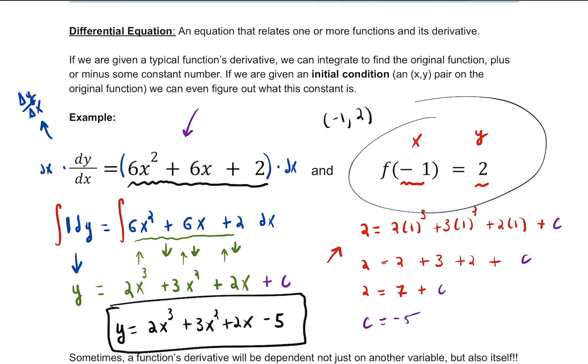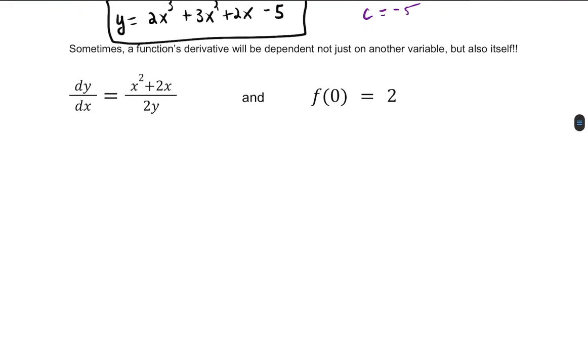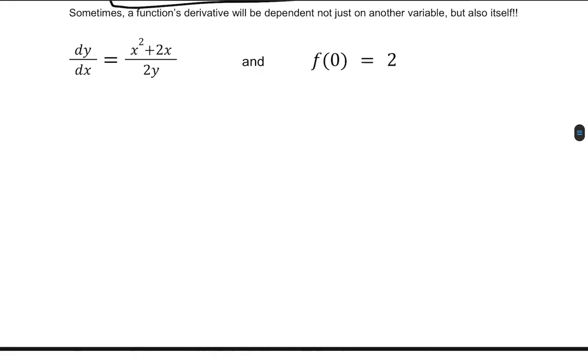Okay? And so, why am I doing all of this extra separating of the dy over dx, when really all you did was take an antiderivative and plug in to find c? Here's why. And this is why, like I said, this builds out into all kinds of other coursework. Sometimes a function is not just dependent on another variable, but also itself.